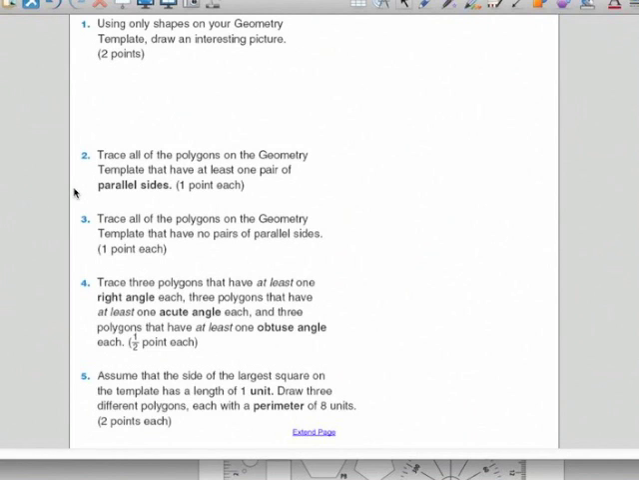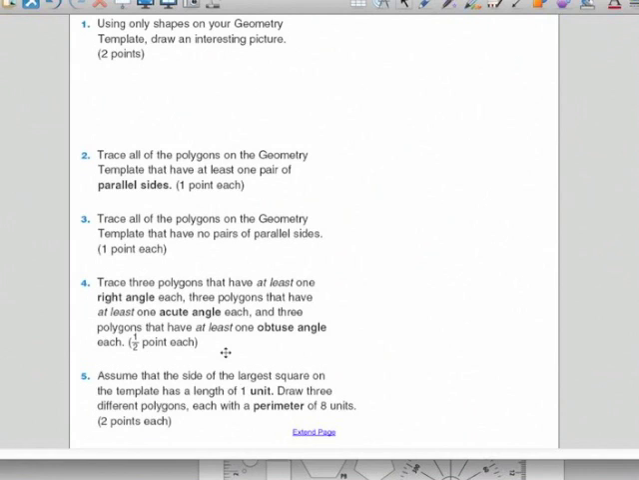Then down here, number 2, trace all the polygons on the geometry template that have at least one pair of parallel sides. If you're not sure what parallel sides are, you need to look that up in the SRB. You're also welcome to Google it if you'd like to. So parallel sides, and draw all those shapes. Next it says trace all the polygons on the geometry template that have no pairs of parallel sides. So this one will be really easy, worth 1 point.